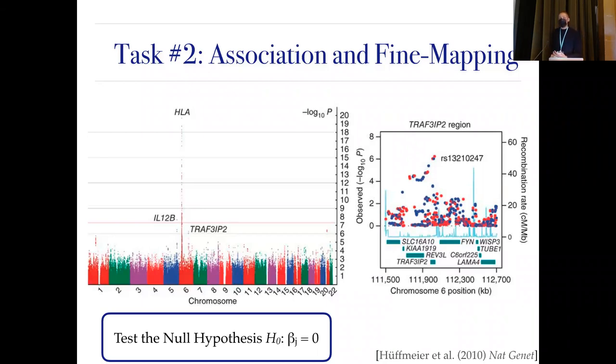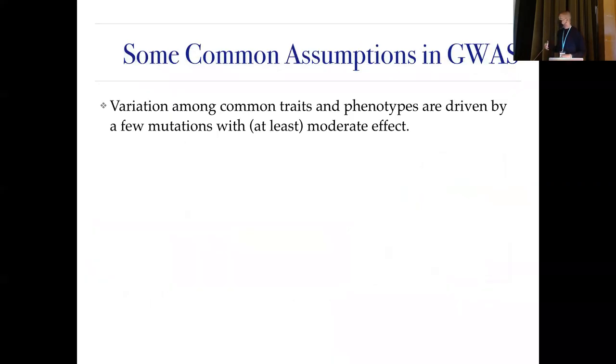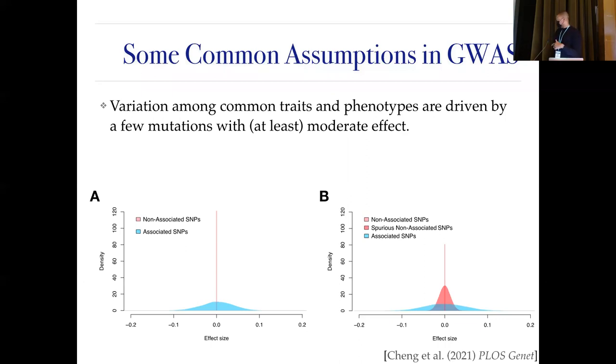The whole idea of association mapping is testing a null hypothesis. That's where I get to this notion of interpretability; that's really where interpretability lives in our space. Under the setting where there's no genetic signal, the betas for each of my SNPs should be equal to zero. With that, there are some common assumptions that we make in this space, which allow us to model genetics differently in that linear model I just showed above. One is a common assumption that variation among common traits and phenotypes is driven by a few mutations with some moderately large effect.